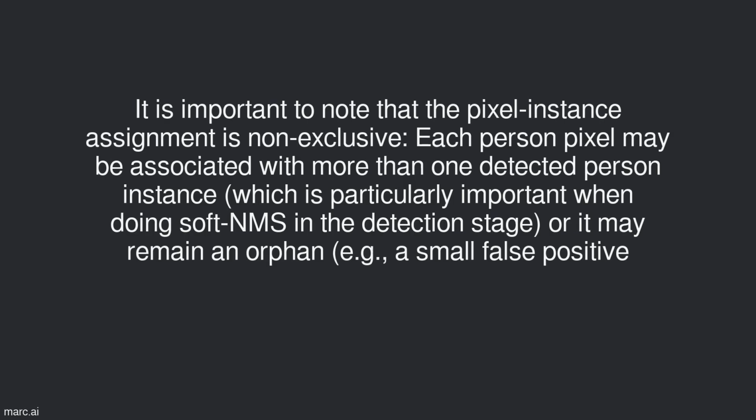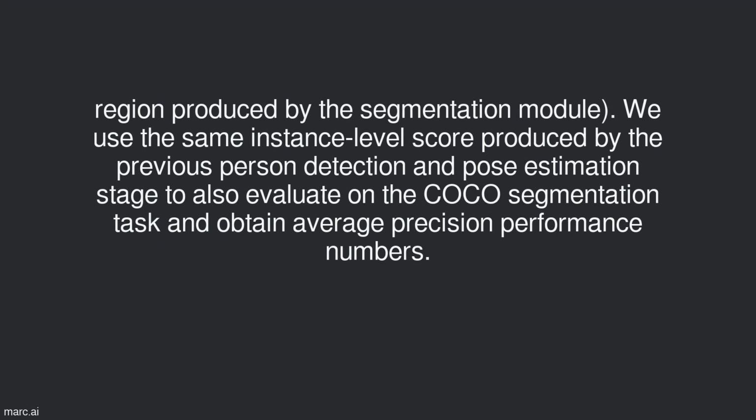It is important to note that the pixel instance assignment is non-exclusive. Each person pixel may be associated with more than one detected person instance, which is particularly important when doing soft NMS in the detection stage, or it may remain an orphan, e.g., a small false positive region produced by the segmentation module. We use the same instance level score produced by the previous person detection and pose estimation stage to also evaluate on the COCO segmentation task and obtain average precision performance numbers.